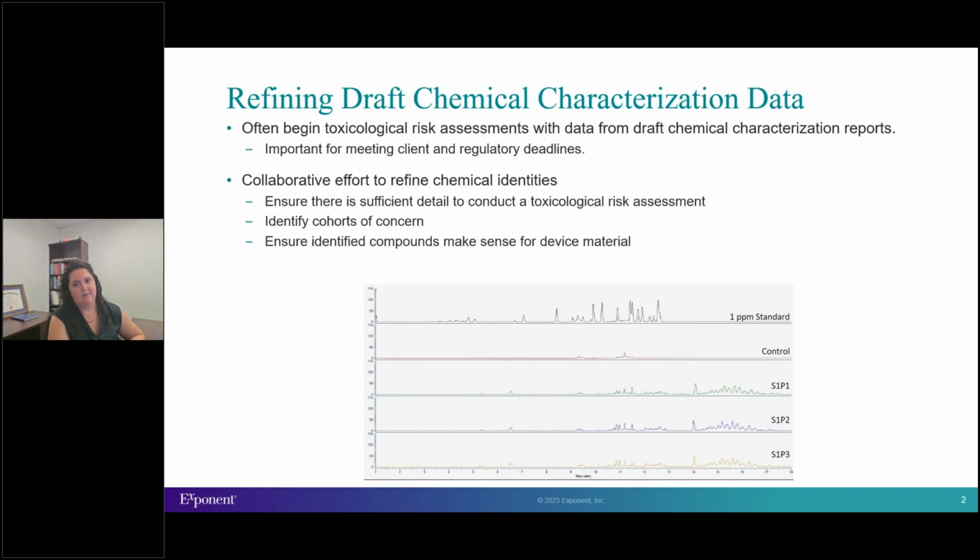So for instance, in order to meet regulatory deadlines, we often begin our risk assessments with draft data from the chemical characterization reports. And because we're initially working off of draft data, and because very different compounds can have similar peaks, it's not uncommon for toxicologists to ask for clarification on these compound identities. So for example, in the past, we've had projects where we've had to ask the chemists to clarify whether an antioxidant stabilizer, such as vitamin E, was misidentified as a steroid, because we would expect to see something like an antioxidant stabilizer from a polyethylene device, whereas we wouldn't expect to see a steroid.